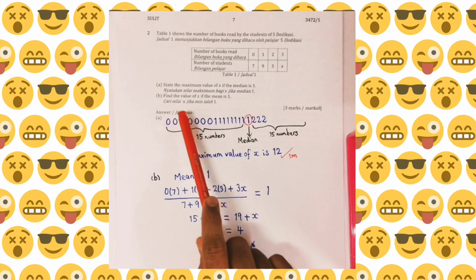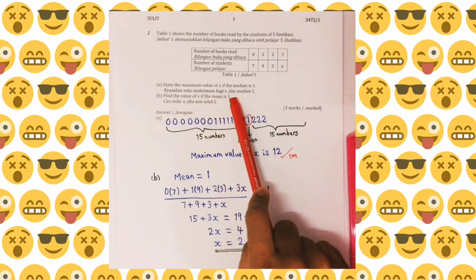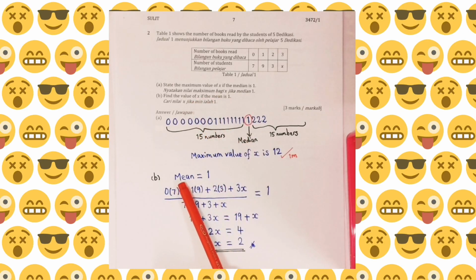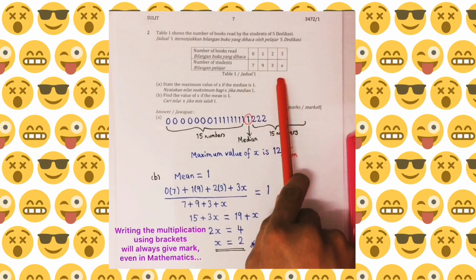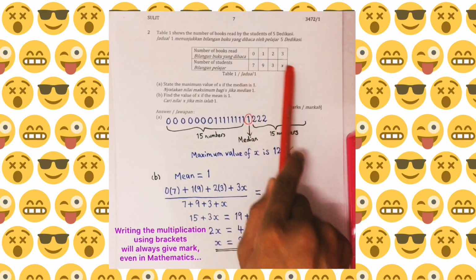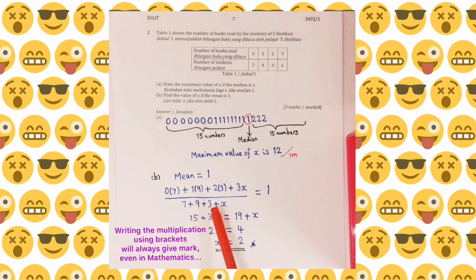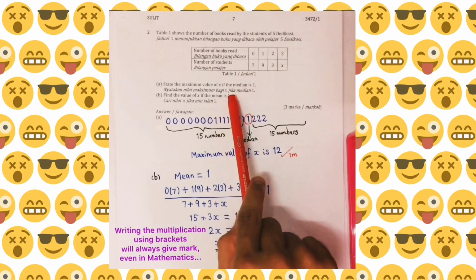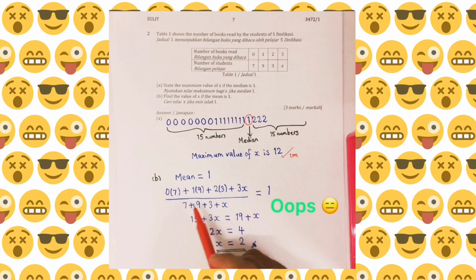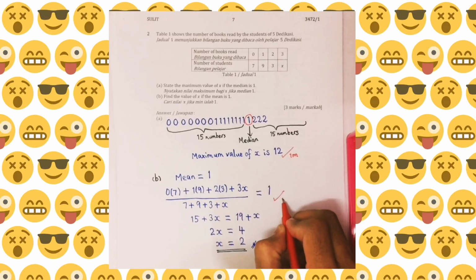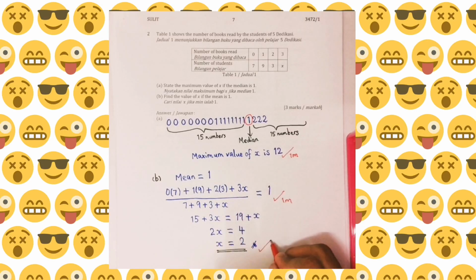For the second part, to find the value of x when the mean equals to 1, just apply the formula of mean, 0 times 7 plus 1 times 9 plus 2 times 3 plus 3 times x over the total numbers, which is 7 plus 9 plus 3 plus x equals to 1. Cross multiply, simplify, bring over, subtract, and divide. So the answer is 2. If you write this, you get 1 mark. And the final answer will be 1 mark.